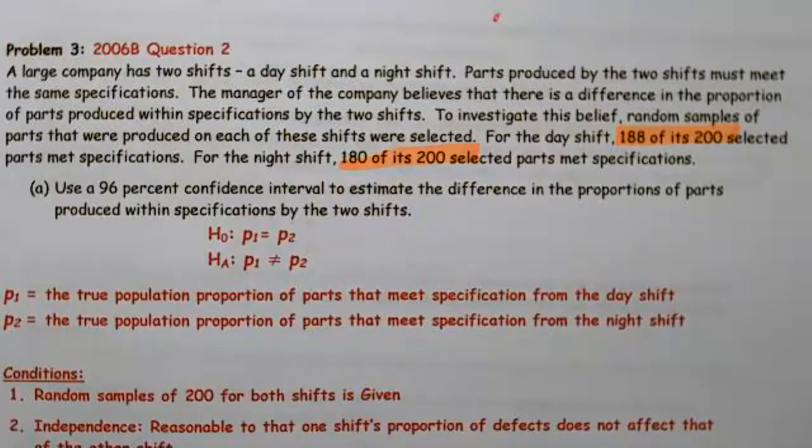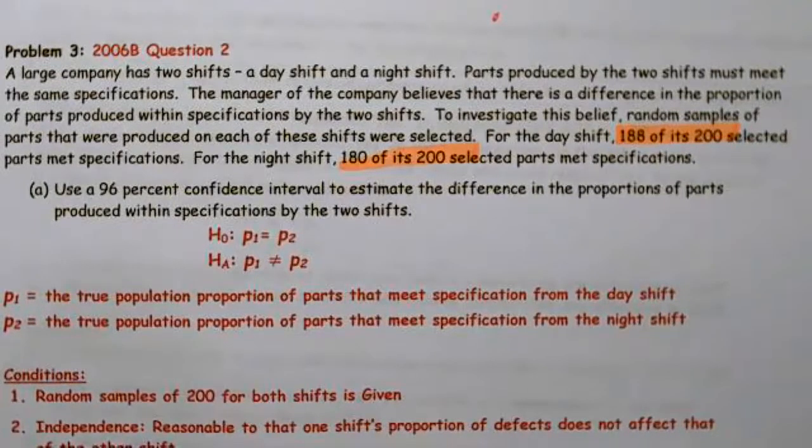All right, so problem 3 came from 2006 Form B and it's question 2. Previously, we've been working with one proportion problems. Now we're working with a two proportion. So a large company has two shifts, a day shift and a night shift. Parts produced by the shifts must meet the same specifications.